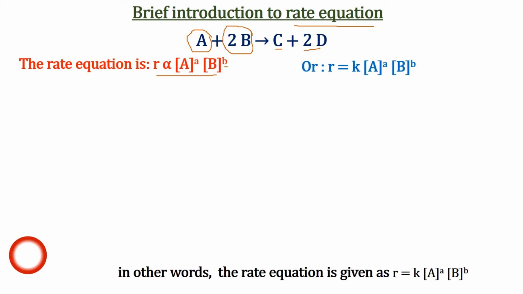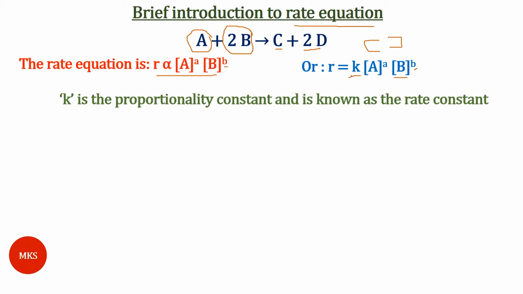In other words, the rate equation is given as R equals K, small k, concentration of A to the power a, concentration of B to the power b. You should remember the square bracket terms which are used to indicate the concentration. The concentration of A is written in the square bracket. Similarly, the concentration of the reactant B is also written in the square bracket.